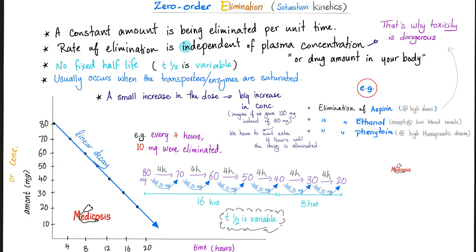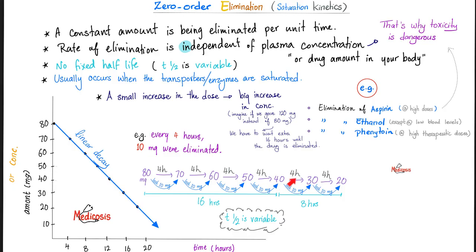Let's try to look at the half-life. What's the half-life or the elimination half-life? It's the time needed to get rid of 50% of the drug. So let's look at 80. And 50% of 80 is 40. In order for you to go from 80 to 40, it took us how many hours? 4 plus 4 plus 4 plus 4. It took me 16 freaking hours for the first half-life.